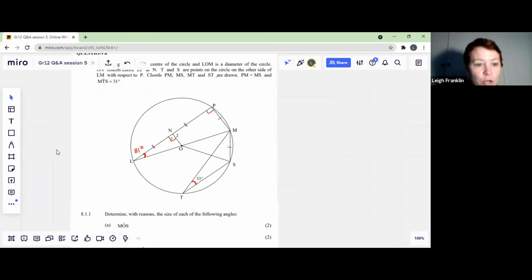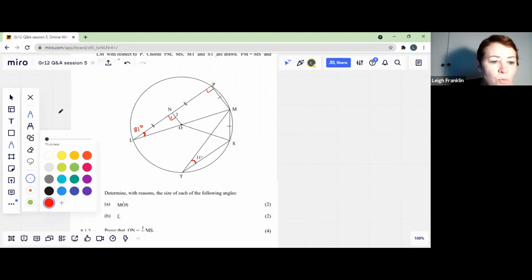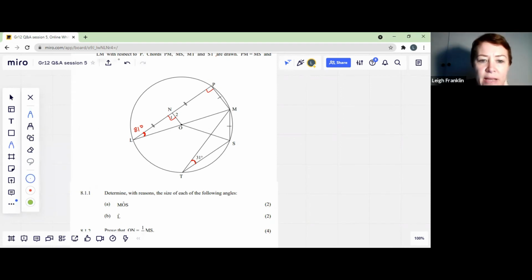Okay, good job. All right, so now once we've done all of this analysis, let's have a look at the questions. So first thing, determine with reasons the size of each of the following angles. So first thing, MOS. Again, we go back and look at our picture and we can see that angle MOS is this angle over here. Okay, so I want to work out how big MOS is going to be. What do you think I should do? How big is MOS? Anybody got any ideas?